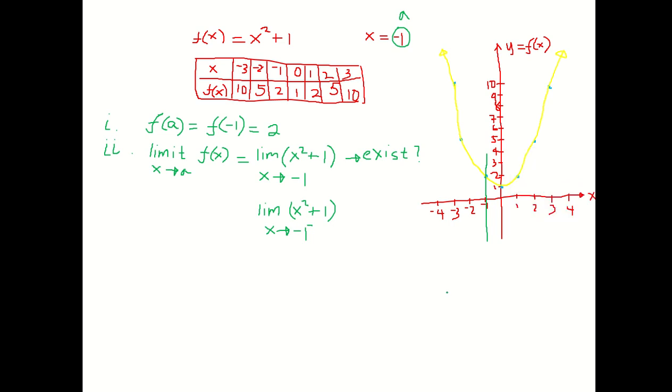Okay, so we have to trace the graph from the left. So tracing the graph from the left towards x equal to minus 1 means up to this point. So what is the limit? The limit at this point is this value. Okay, so this is the limit. So the left hand limit is equal to 2.